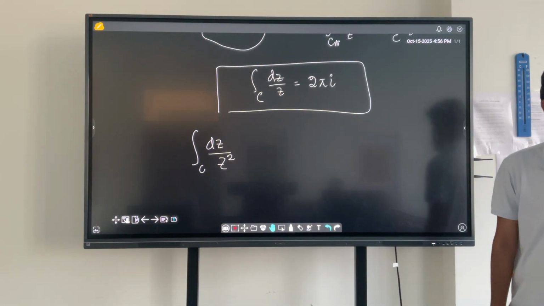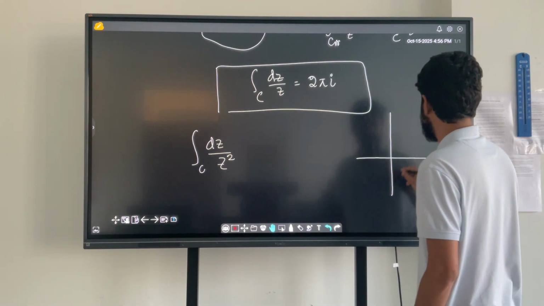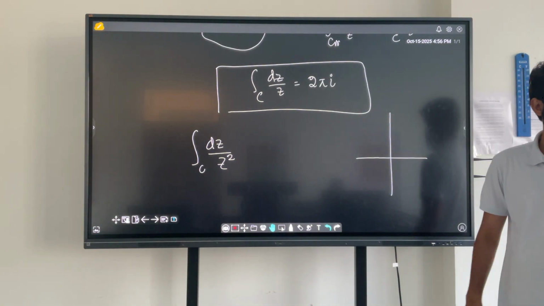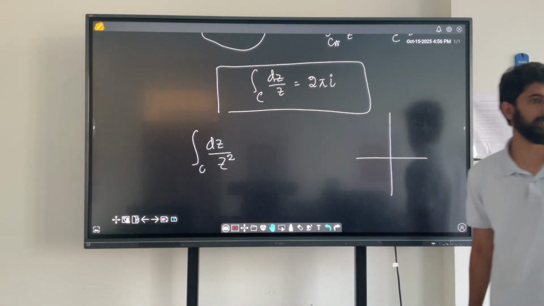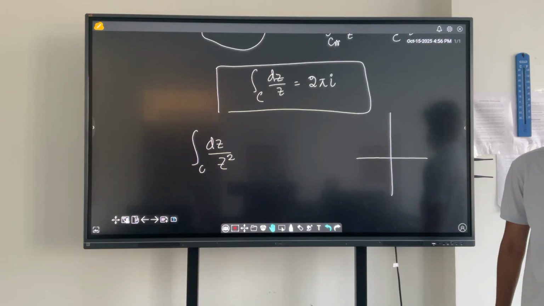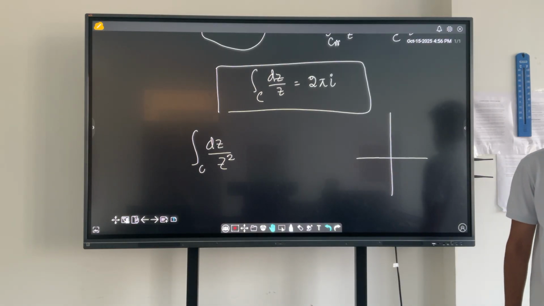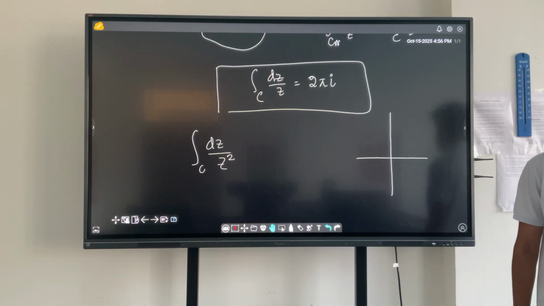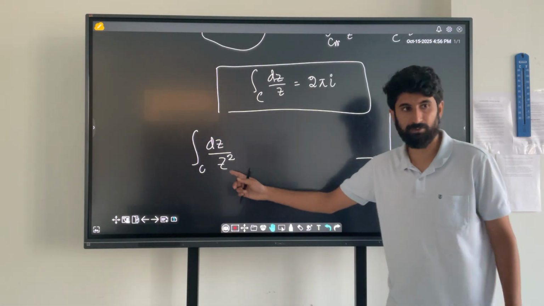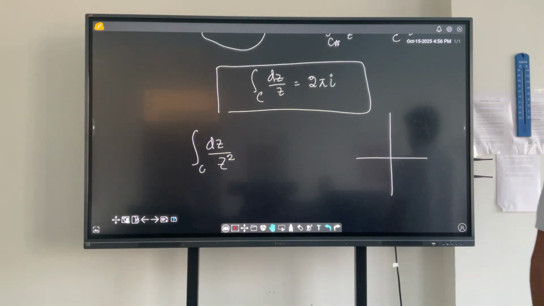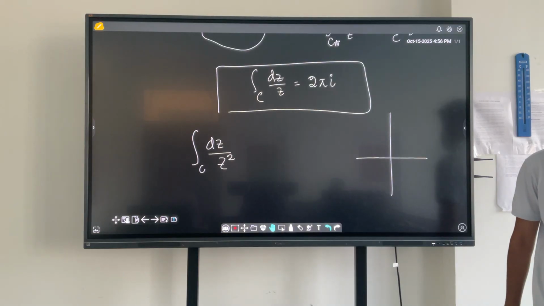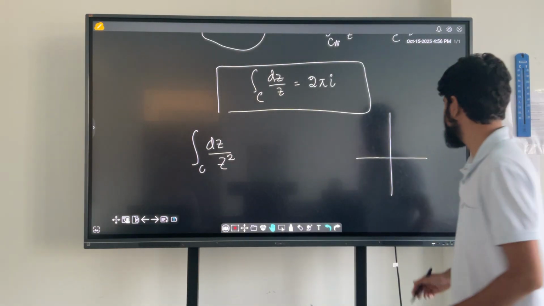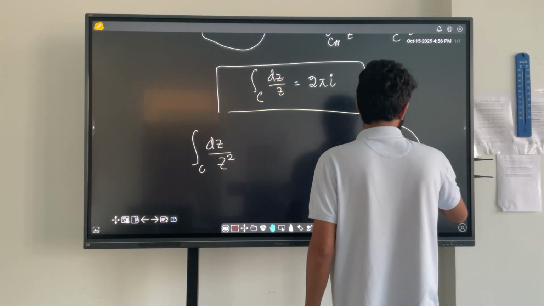So the integral is over some loop. Now, what loop should I take so that my life is simpler? Circular, right? The answer is obvious. So let's consider a circle of some radius r.